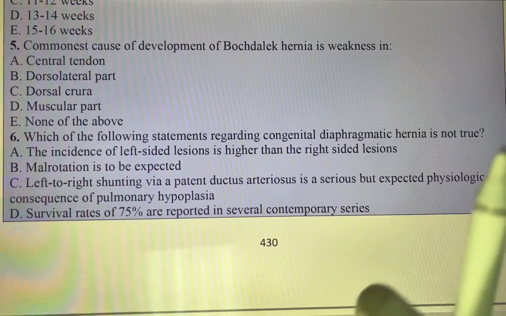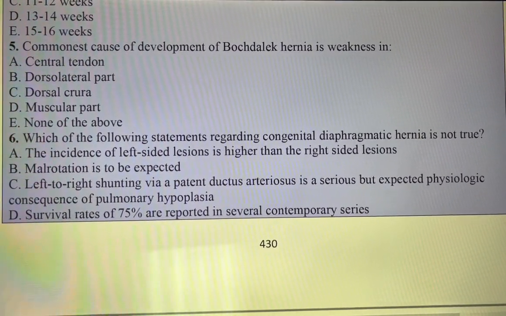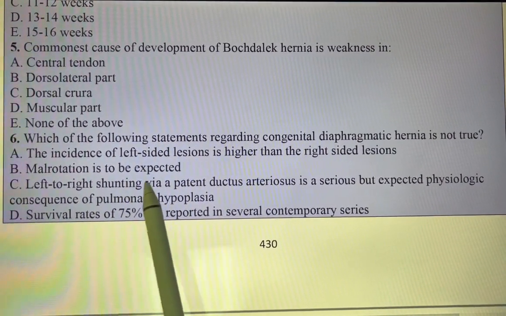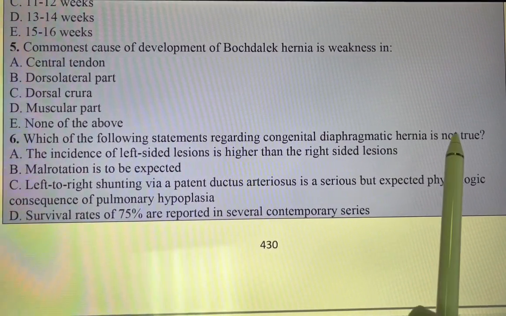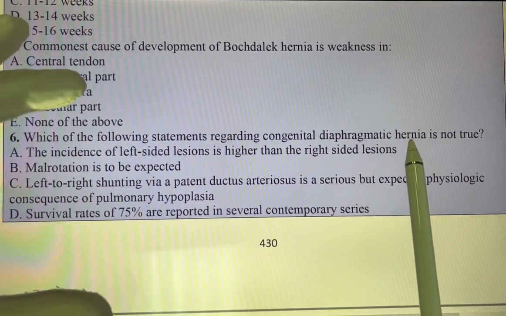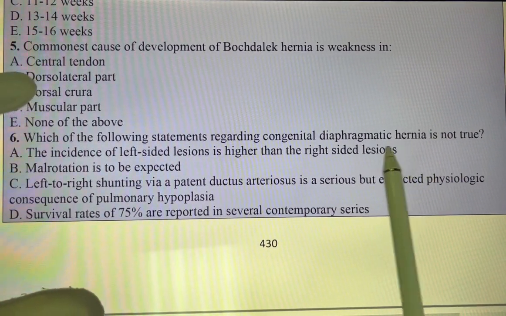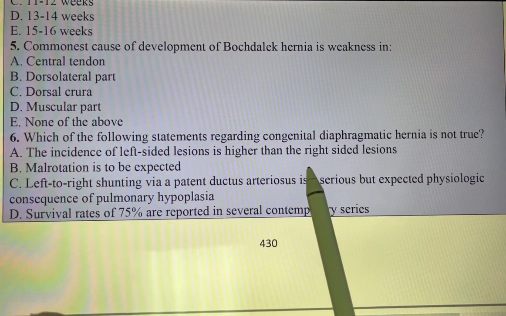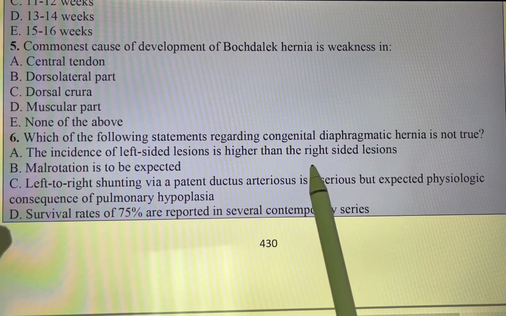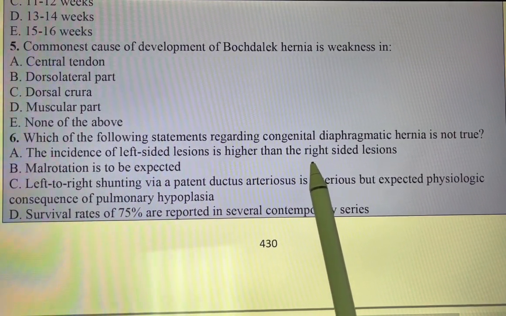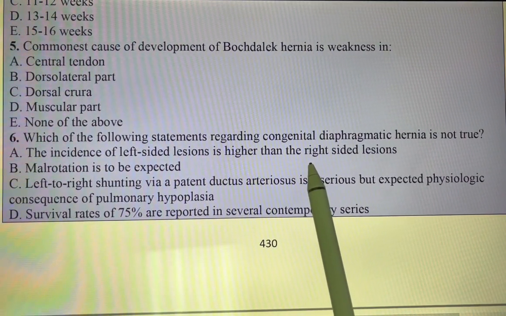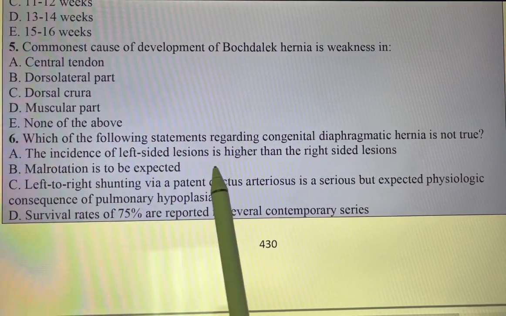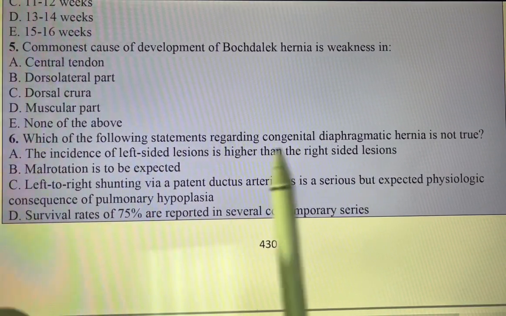Okay. Question number 6, which is a relatively difficult question. Which of the following statements regarding the congenital diaphragmatic hernia is not true? Not true. So all of the sentences coming down, they are true. If you have a doubt in it, stop with it or skip it if you are not sure. The incidence of left-sided lesions is higher than the right-sided lesions. This is a right statement.